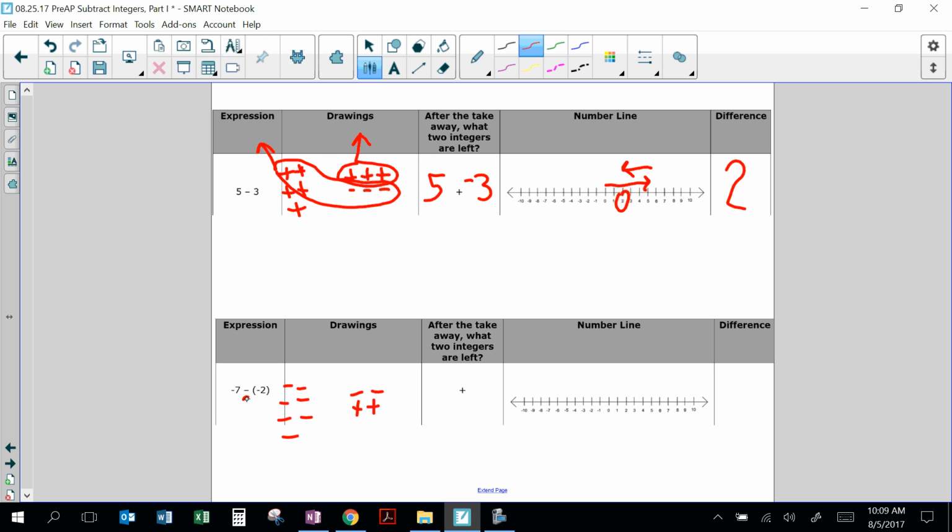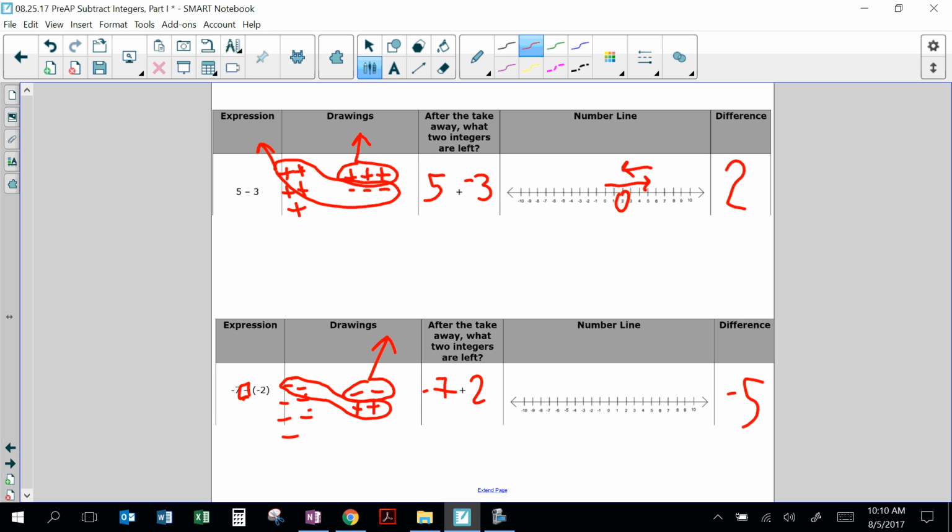Now, can I take away -2? So I take these away. What do I have left? -1, -2, -3, -4, -5, -6, -7. And then I have 2. -7 with a 2. And what happens to these? These are zero pairs. And so we're left with -5.